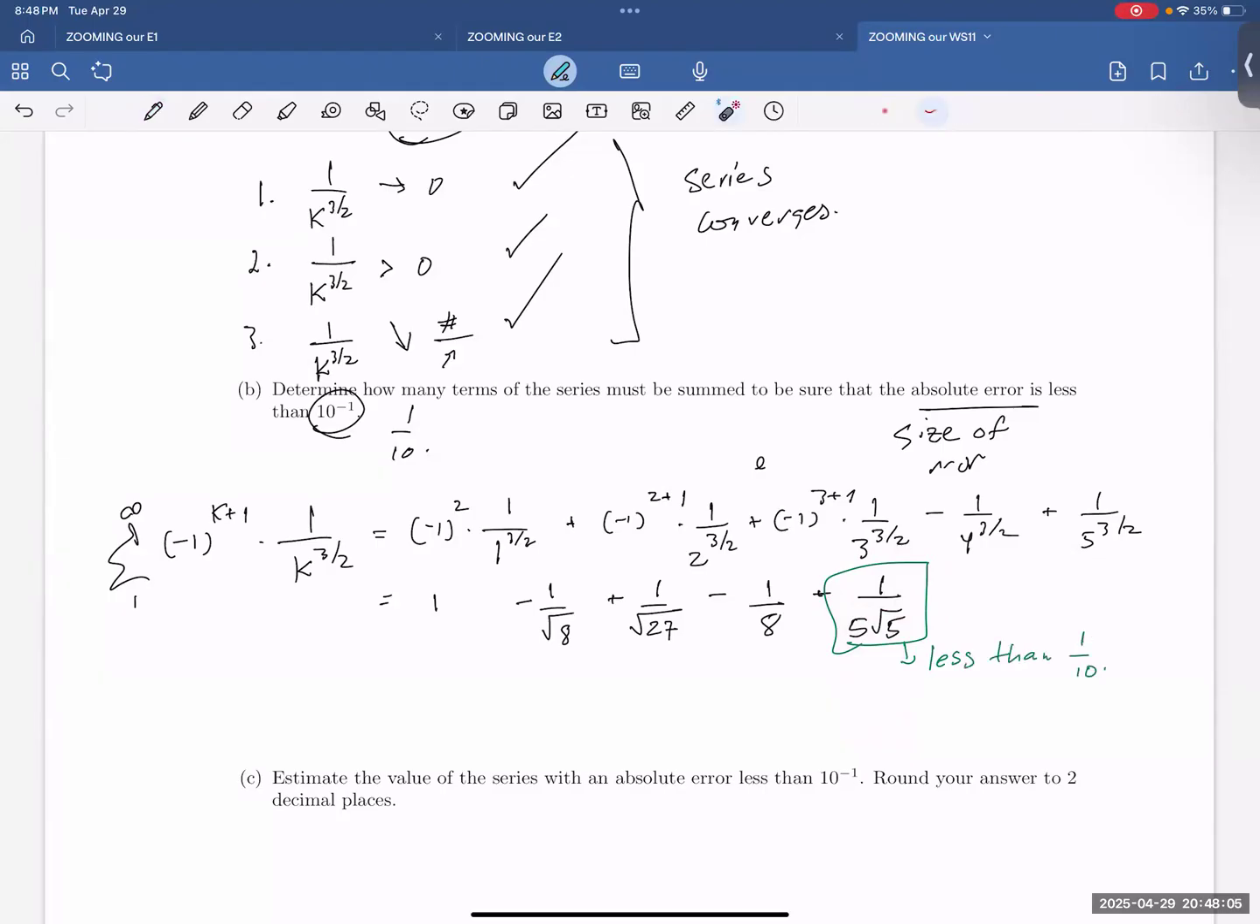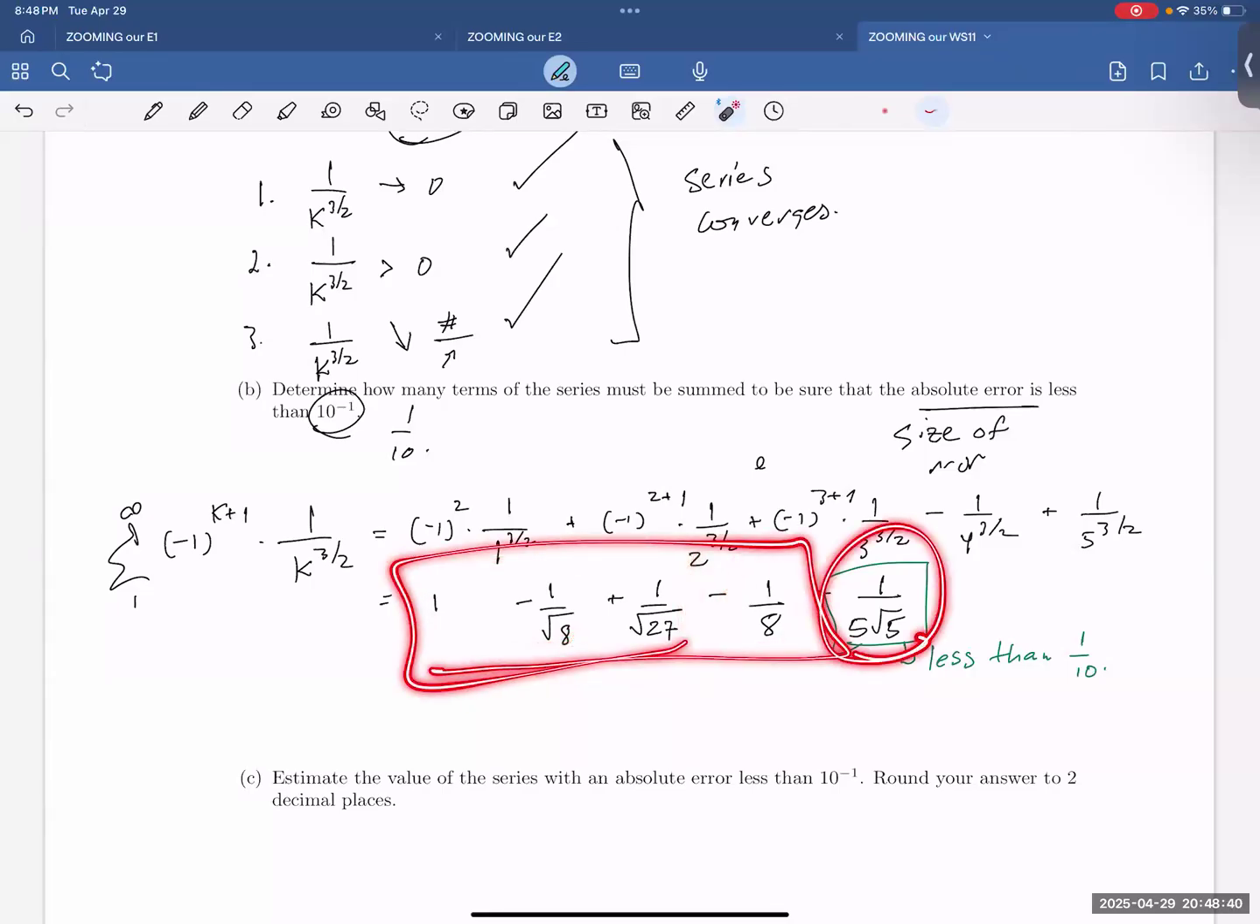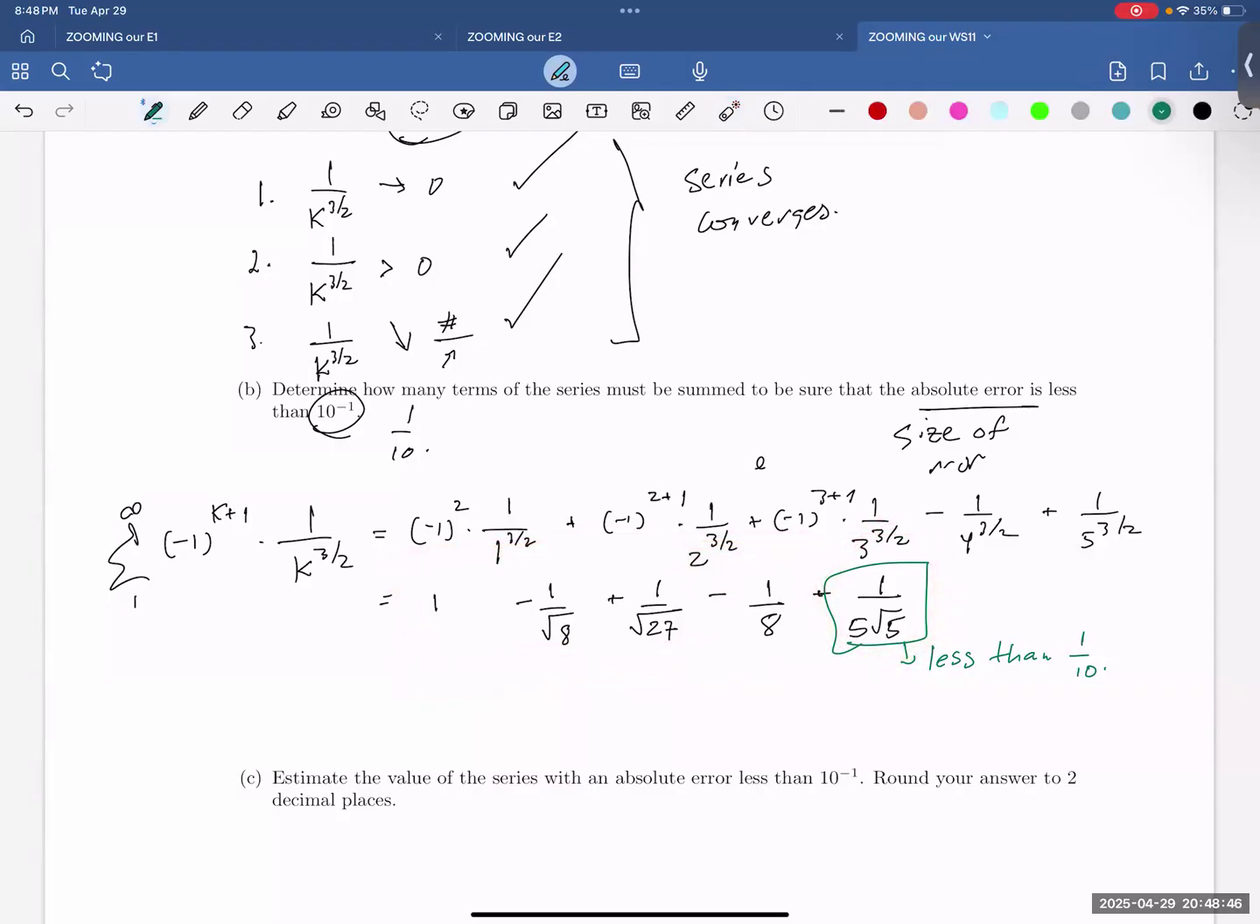So if you want to determine how many terms of the series you have to add up so that the error between the estimate and the actual sum is less than a tenth, then you add up the previous 4 terms. That's the thing with alternating series. If you add up one term, the error between one term and the actual sum is less than 1 over root 8. If you add up 2 terms, the error is less than 1 over root 27. Add up 3 terms, the error is less than an eighth. Add up 4 terms, the error is less than 1 over 5 root 5, and that's less than a tenth, so we're within a tenth. So we need 4 terms.